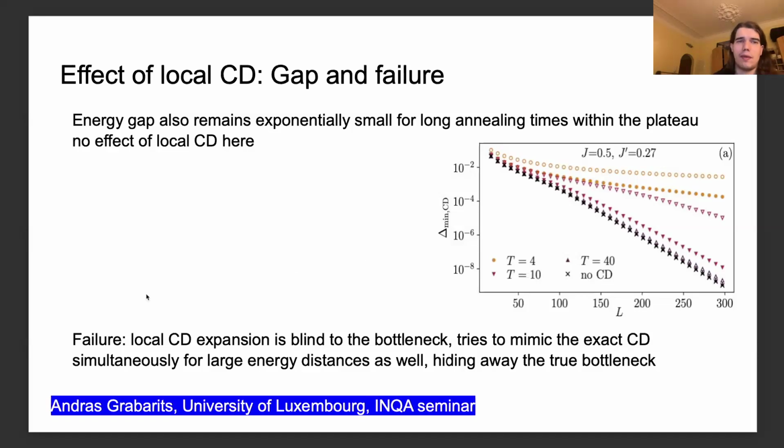The failure is because of the following. The local expansion is blind to this bottleneck because what should be done is to connect the two macroscopically different spin configurations, or to tunnel adiabatically between the two edge states lying far away from each other in the one-dimensional hopping model. While this expansion with the variational minimization approach rather tries to mimic the exact CD by simultaneously suppressing all transitions between all pairs of states. But after increasing the driving time, they are not important anymore, just the bottleneck, which is not addressed properly in this local expansion.